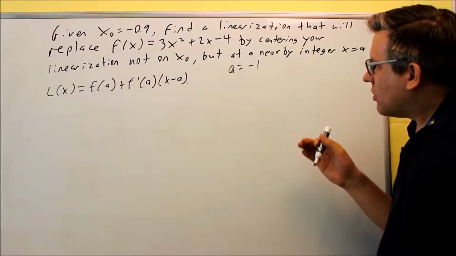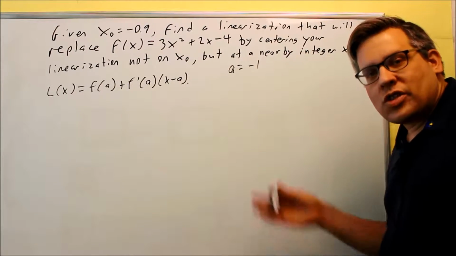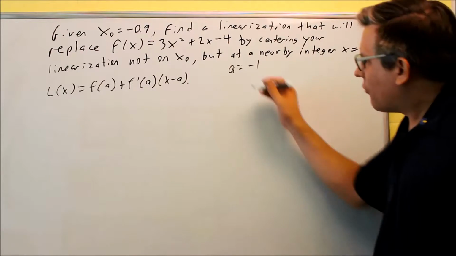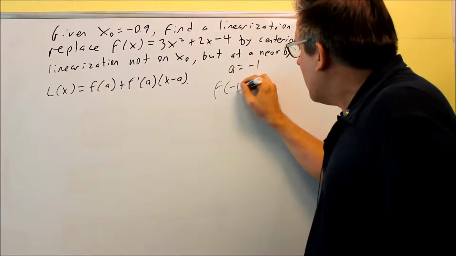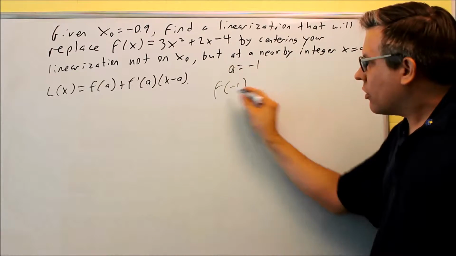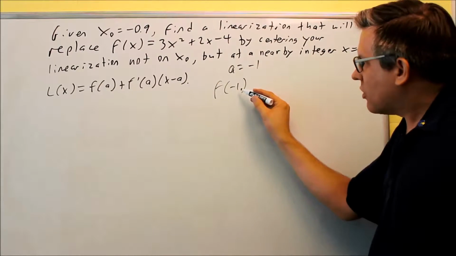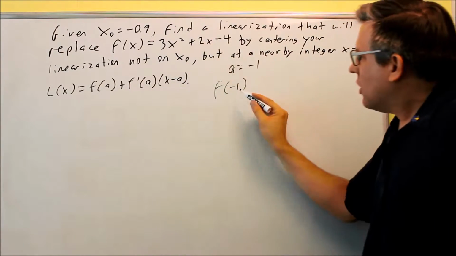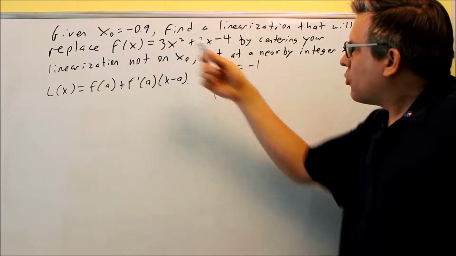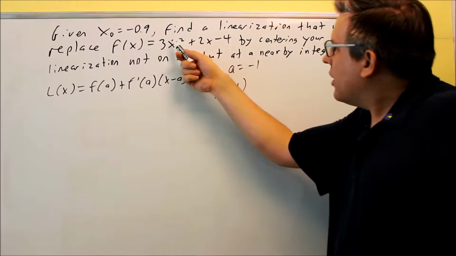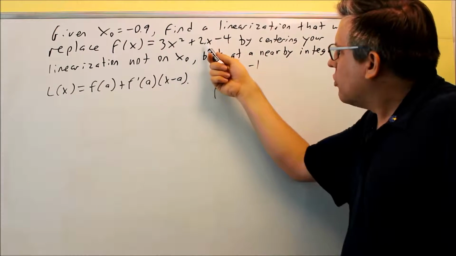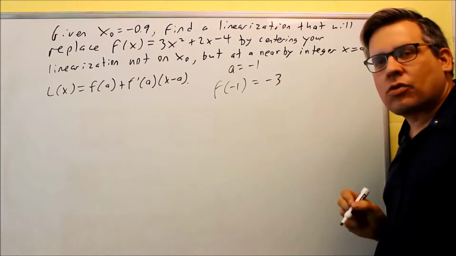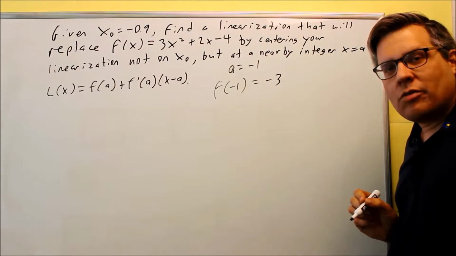Once we do that, we proceed with the same process we've done for the other problems in this section. The first thing you want to find is f of a. A is negative 1, so we find f of negative 1, and of course this makes it a lot easier to evaluate in our polynomial than using decimals. Negative 1 goes in here. 3 times negative 1 is negative 3, and then I get negative 2... 3 minus 2 is 1. 1 minus 4 is negative 3, so negative 3 is our f of a value.